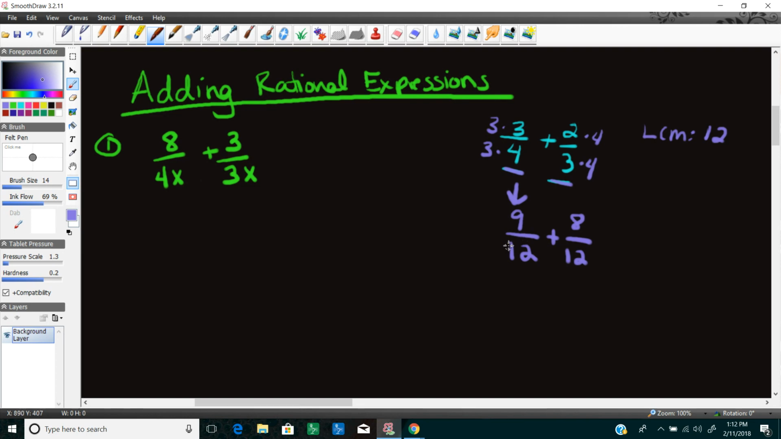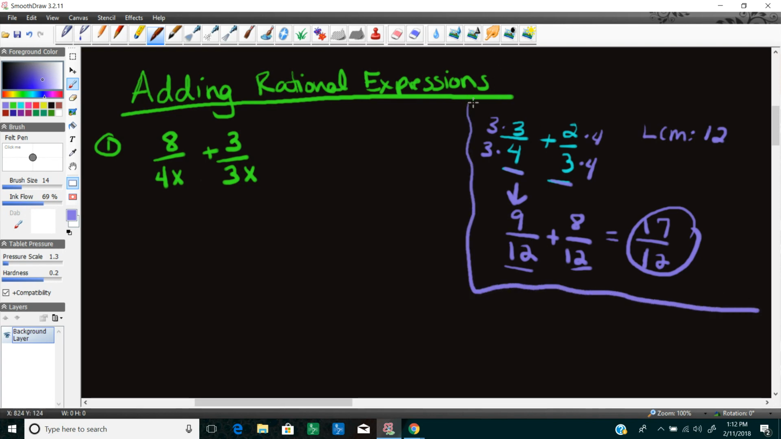So now this has the same denominator, so we can go ahead and add. This would just be 9 plus 8 is 17 over 12. And if you can reduce, you reduce. If not, then there's your answer. Okay, so same concept, but now we're going to throw in those lovely letters that we all love so much.